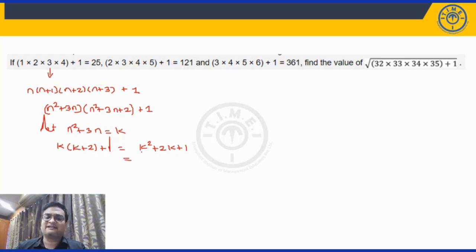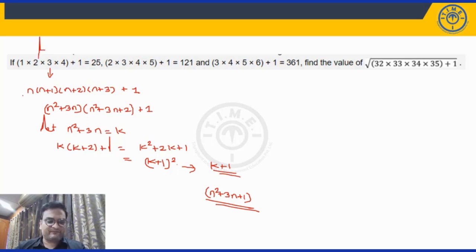So can I say the square root of it? Finally, the question is asking for the square root of it. When you find the square root of this, it will give me k plus 1 as the final answer. Now what is k plus 1? k was nothing but n square plus 3n. My answer will be n square plus 3n plus 1. So just observe here, for this first equation, what should our answer be? The answer should be n square plus 3n plus 1.